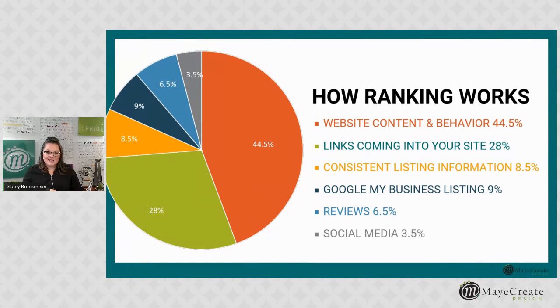In 2016, those two pieces equaled about 14%. And in 2018, you can see that those two together are up to about 17.5%. Now, the big piece we're going to talk about today is website content and behavior, which is 44.5% in the 2018 data. And in 2016, it was just 38%. So those two just keep going up and up and up, while social links, incoming links to your website, and reviews keep going down.